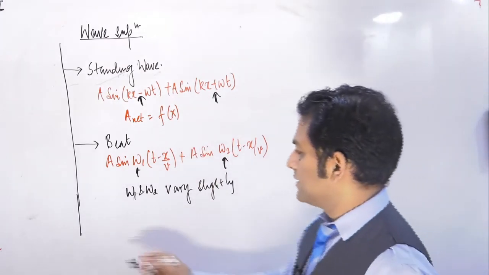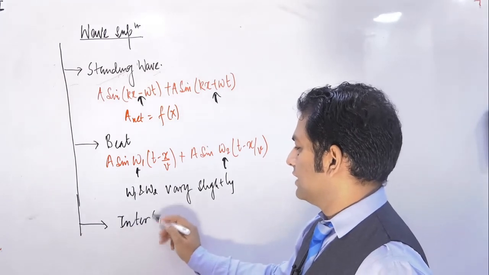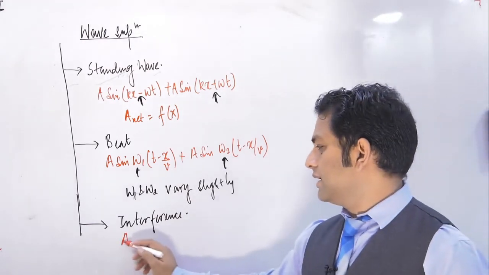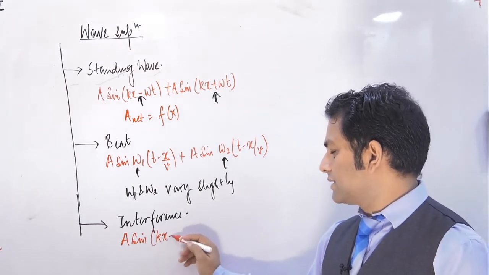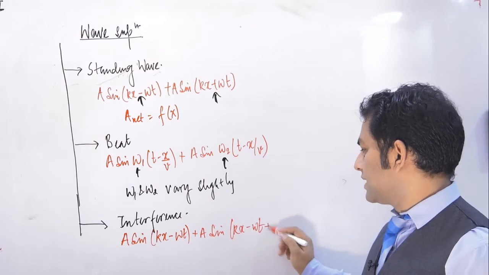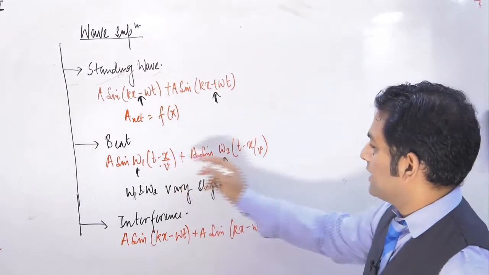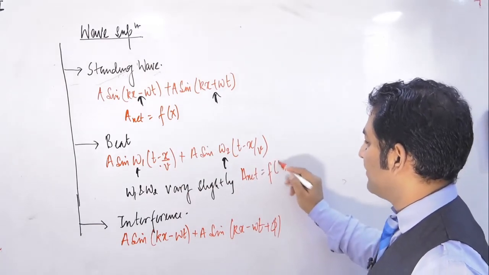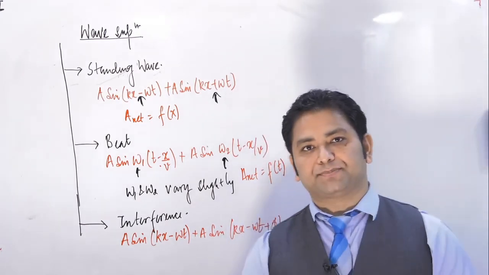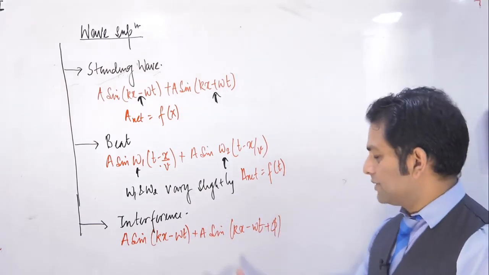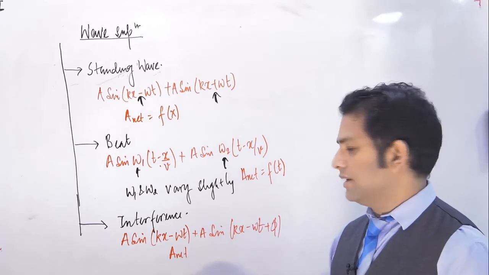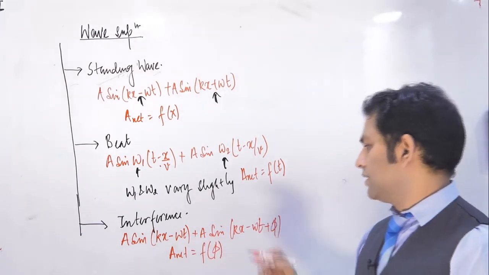And the third pattern of addition is called interference. Let's see what that interference is about. If you see about interference, it is this: A sin(kx − ωt) plus A sin(kx − ωt + φ). Oh, by the way, one thing has remained here. When you add these two things, the resultant amplitude comes out to be a function of time. That's another great difference between standing wave pattern and beat pattern. And finally, in case of interference, whenever you have waves of this nature, the resultant amplitude you get is a function of the phase difference between the two waves.